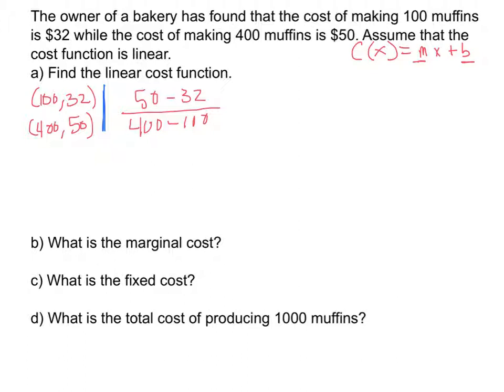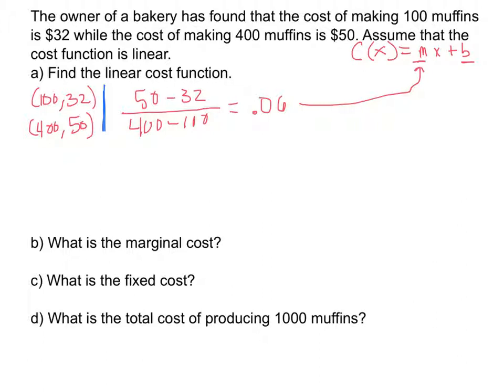So when we do the 50 minus 32 and we divide it by the 300, we get 0.06. What does that mean? That means it costs 6 cents. That's our marginal cost here, right? That's what we found. And the marginal cost is how much it costs to produce one muffin. So it costs us 6 cents for every single muffin that we want to produce in our bakery.